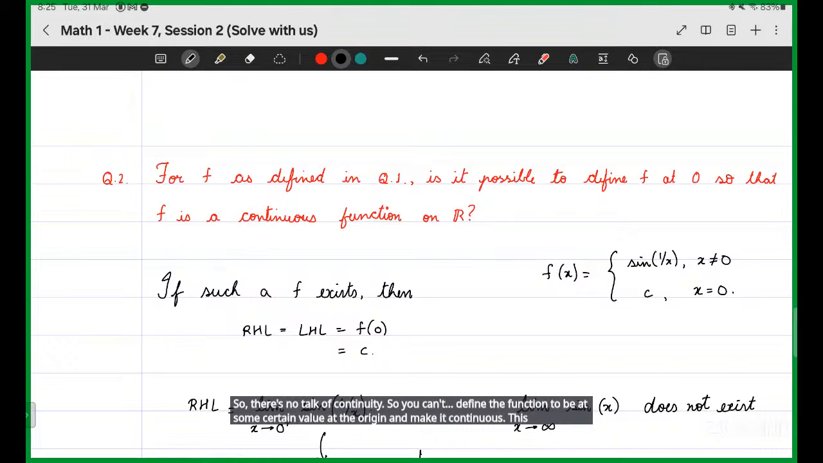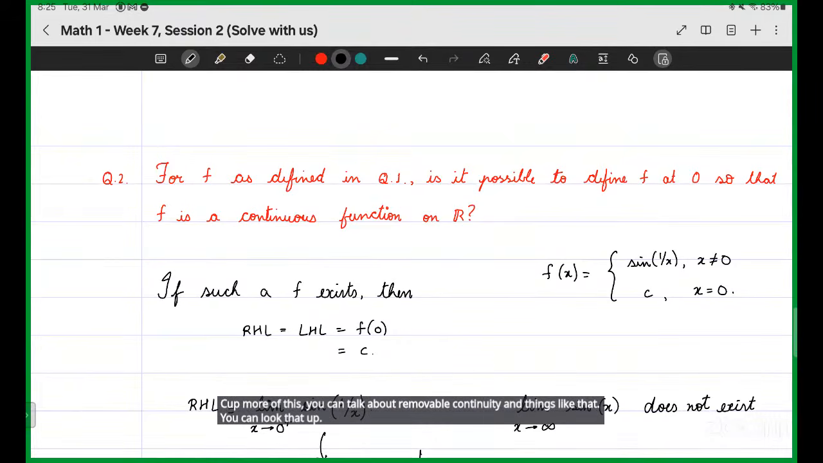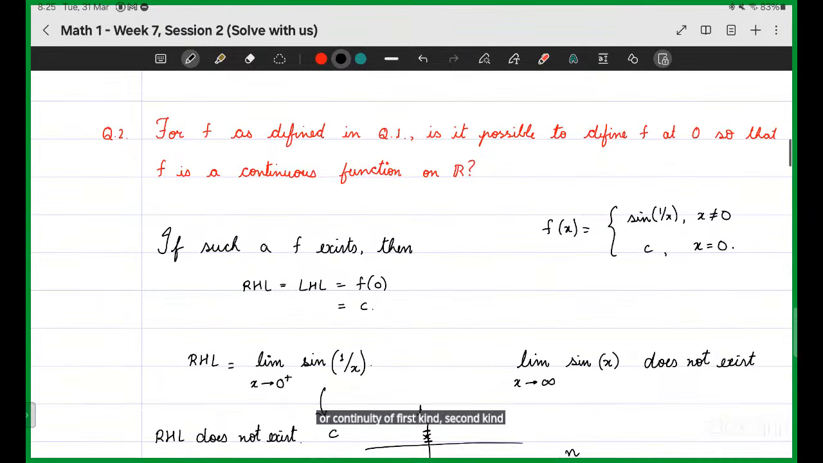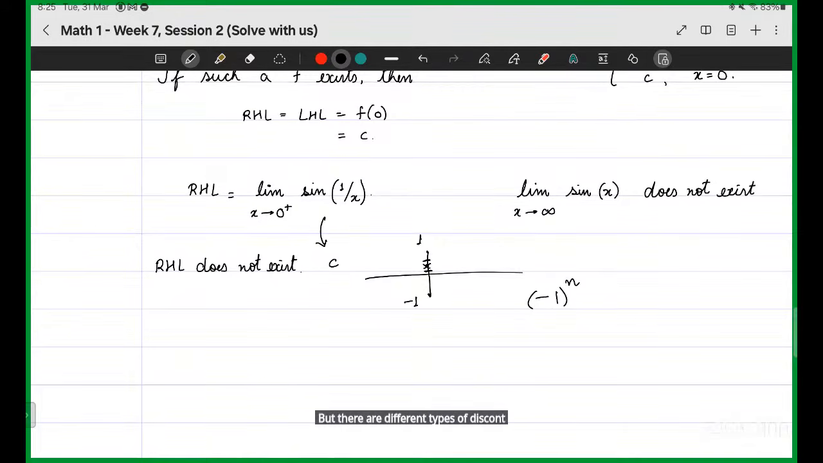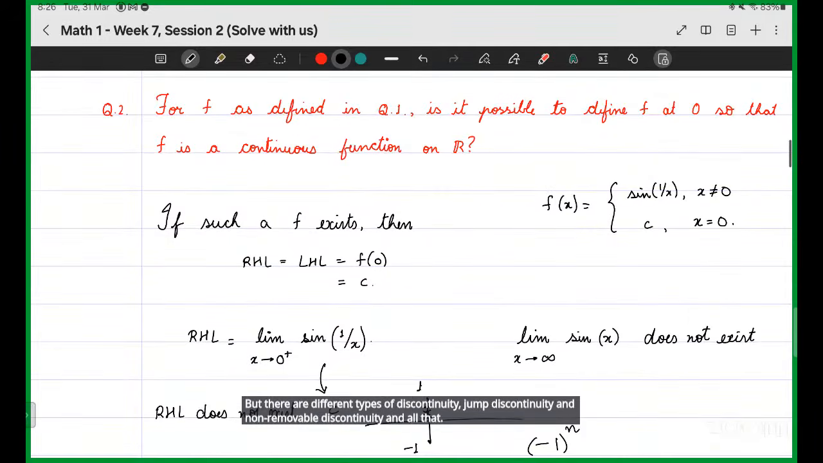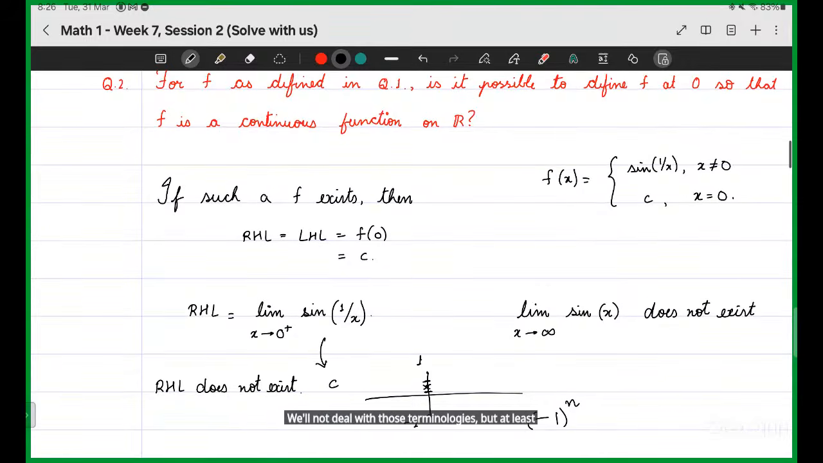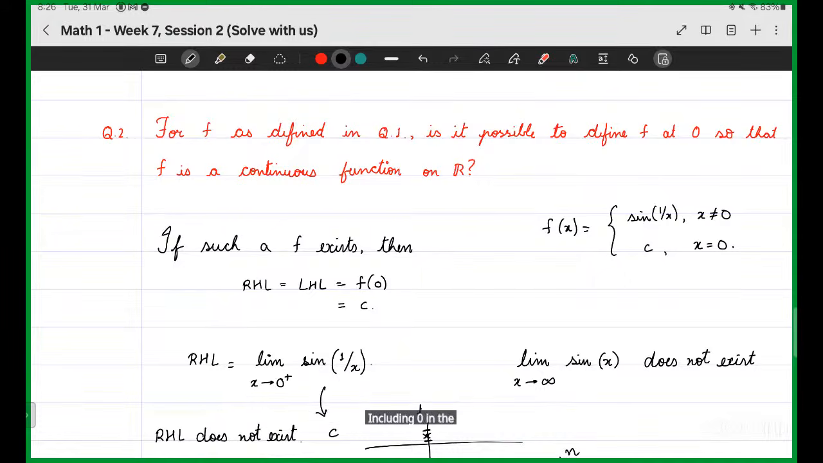If you want to look up more of this, you can look up removable discontinuity and things like that, or discontinuity of the first kind, second kind. There are different terminologies around this: jump discontinuity, non-removable discontinuity, and all that. We'll not deal with those terminologies, but at least for this function, you see why it cannot be made a continuous function by including 0 at the origin and defining it as some value.